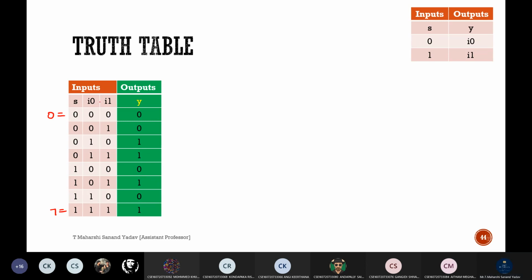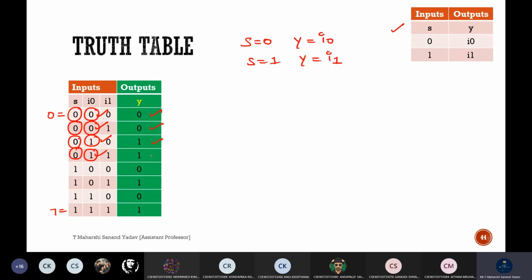Now, in order to write the outputs, you need to remember the shortcut table which we wrote just now. When S is equal to 0, output will be I naught. When S is equal to 1, output will be I1. So here output should be I naught. Here also if S is equal to 0, I naught should be the output. That's why you'll see output as 0, 0, 1, 1.